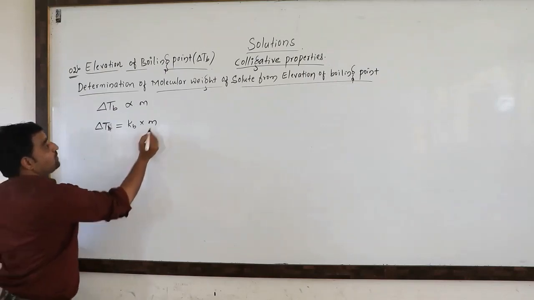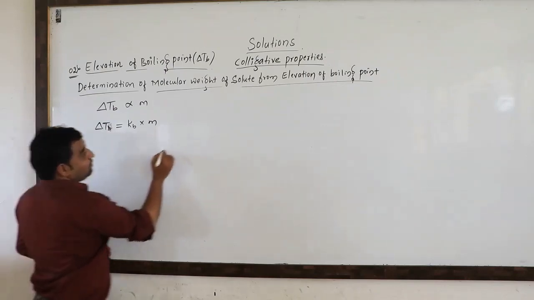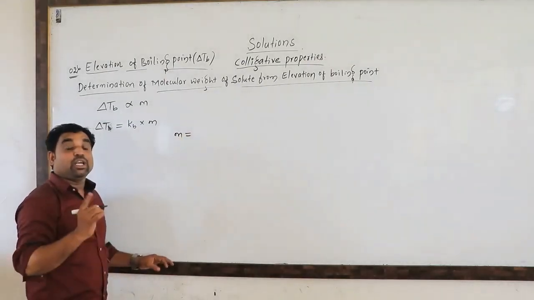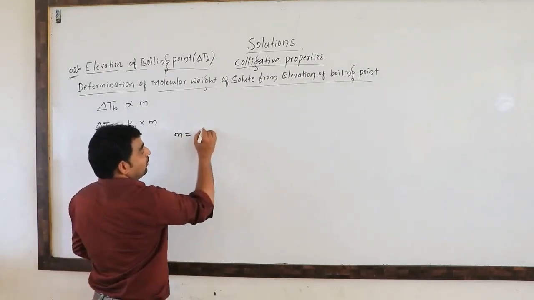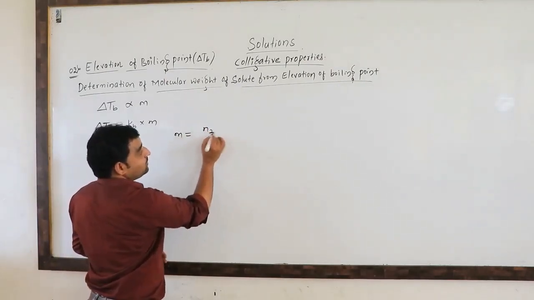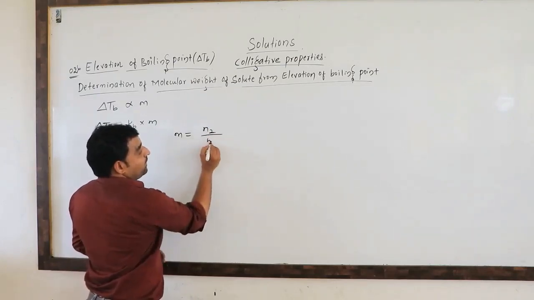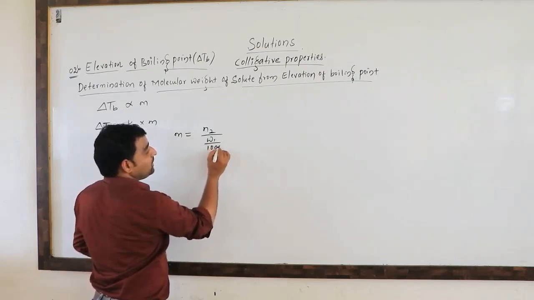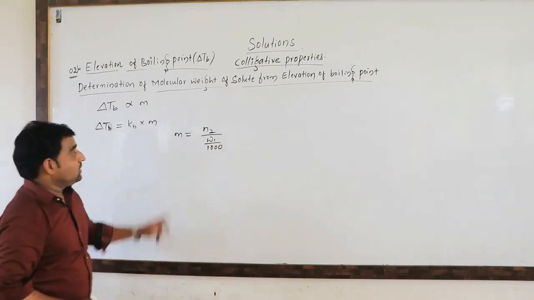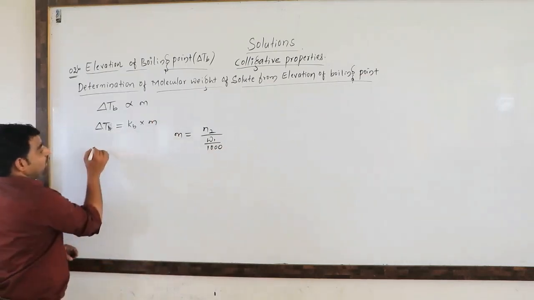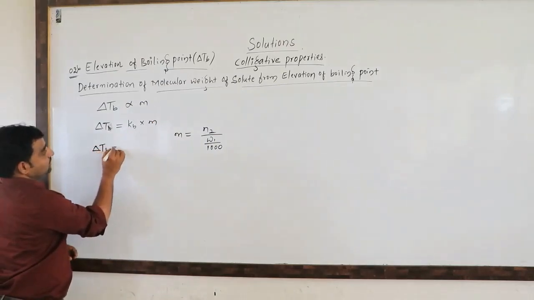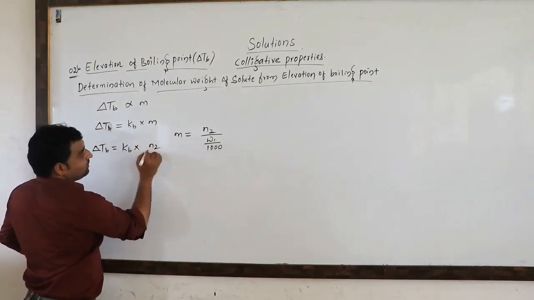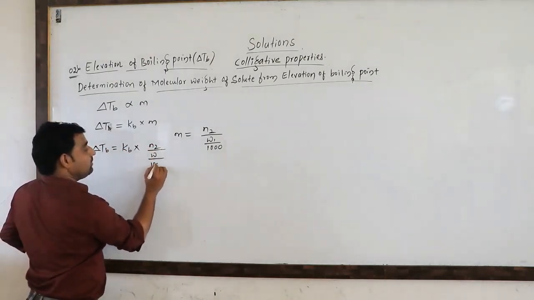So now, m is molality. How to define the molality? Molality is equal to the number of moles of solute dissolved per kg of solvent. That is the number of moles of solute, denoted by n2, divided by the weight of solvent in kg. If you convert into gram, that is W1 divided by 1000. So now we have to fill in the equation: delta Tb is equal to Kb into m, where m is equal to n2 divided by W1 divided by 1000.